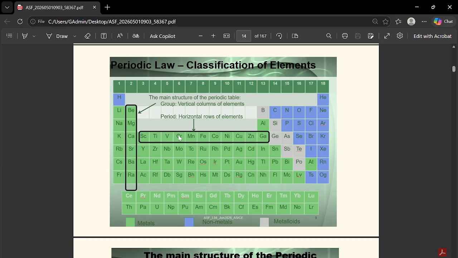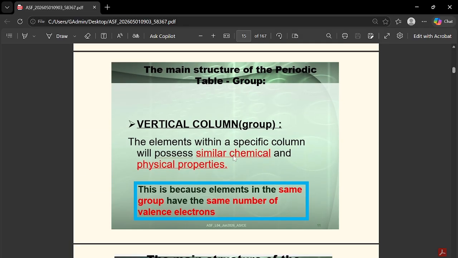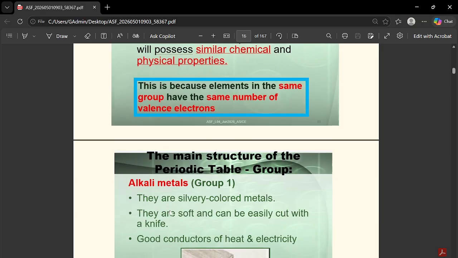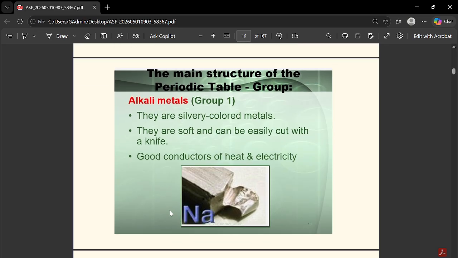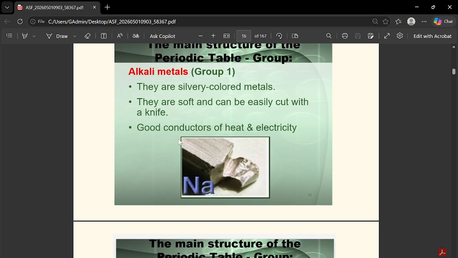What this shows is that those horizontal rows have similar chemical and physical properties. Not the same, sorry, similar chemical properties and physical properties as well. And they have the same number of valence electrons in the outer atomic structure. I'm going to skip this one because we did talk about alkali metals just now, so it's just the same thing, a bit of identifying.